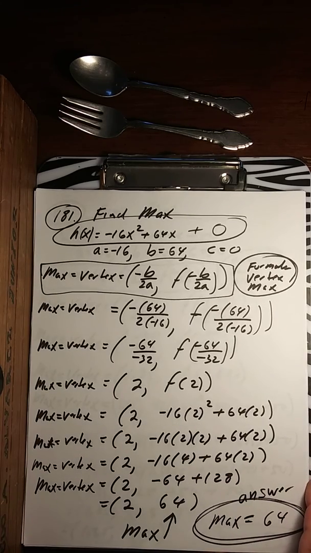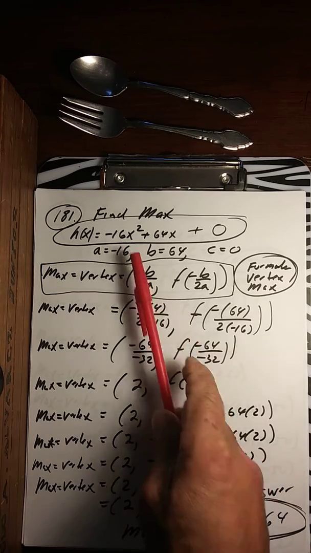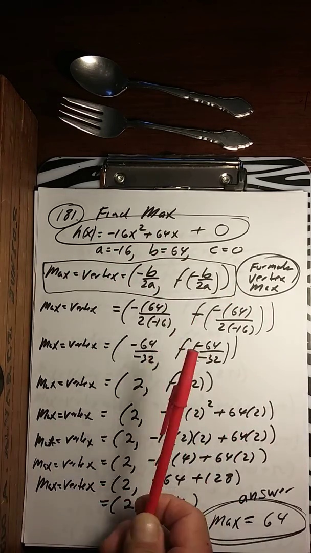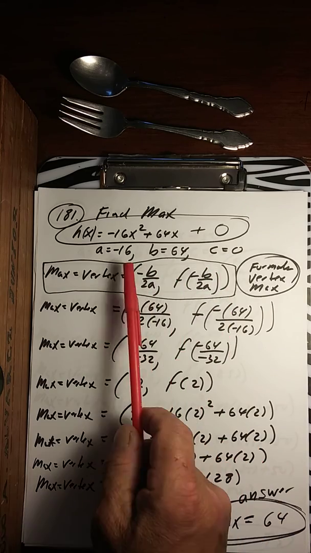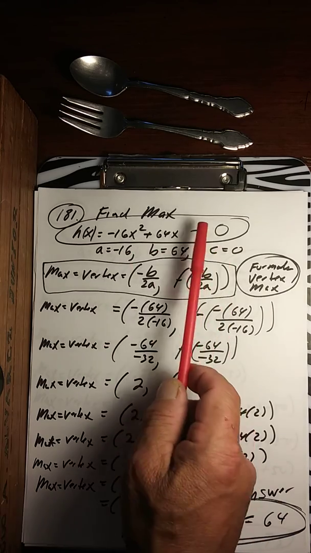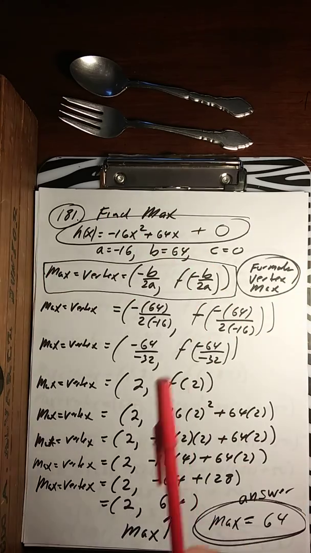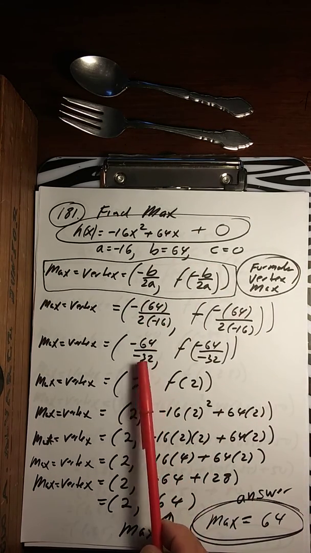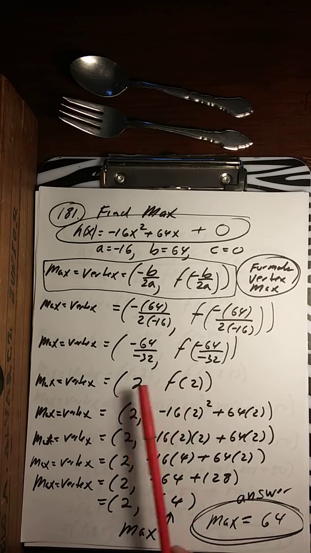Find the max. You're going to use the vertex formula. That'll find the max, the highest part of this. This is an upside down graph going like this. So the max is negative b over 2a, f of negative b over 2a. So a, b, and c, if there's nothing there, it's just a 0. So we have negative 64, 2 times that, negative 64, negative 32. And that's going to be a positive 2, f of 2.